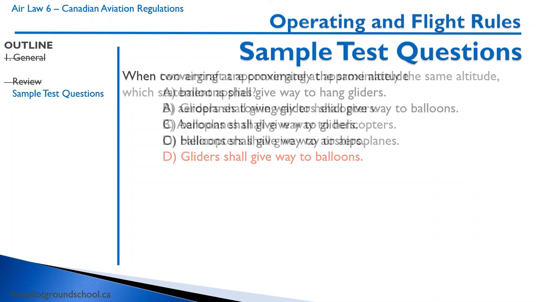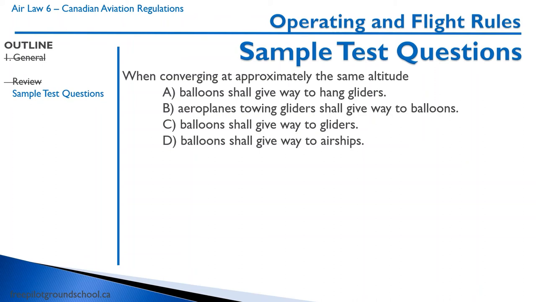When converging at approximately the same altitude, balloons shall give way to hang gliders. No, because balloons are less maneuverable. B, airplanes towing gliders shall give way to balloons. Yeah, even though you're towing a glider, you're still able to maneuver better with your airplane than a balloon. And then the last two are incorrect. Balloons shall give way to gliders? No. Balloons shall give way to airships? Well, no. So the correct answer is B.